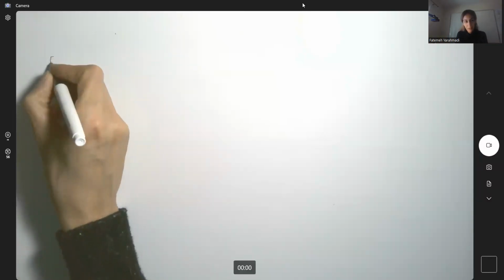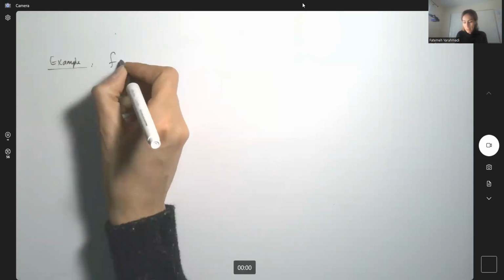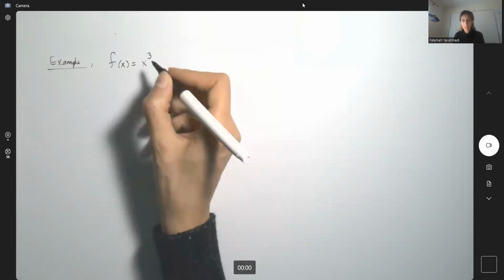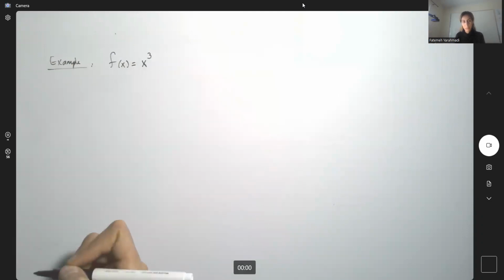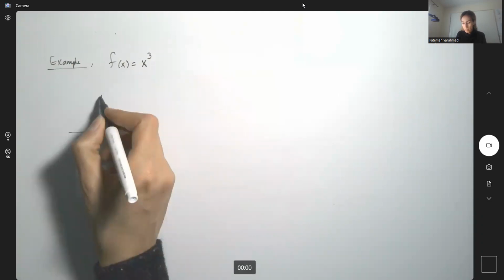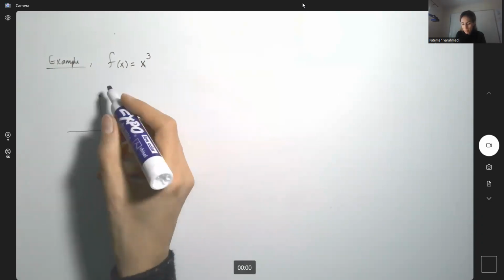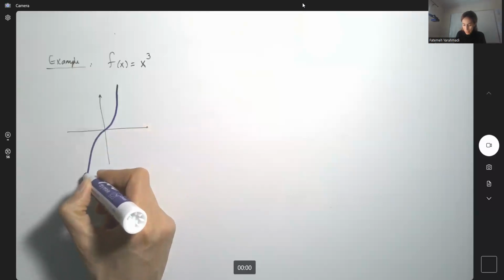Suppose I ask you to analyze this function. The function is given to you as f of x equals x to the third. So we have a function to the third power. Remember the behavior of this function. This function behaves like this. If you use some point plotting techniques, you see the behavior of this function as seen here.